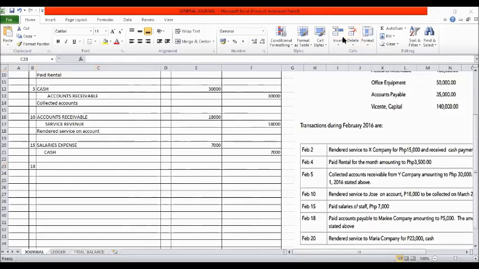Tayo ang nagbayad ng utang through cash. Debit ba yung cash natin? Binayad natin yung, nagbayad tayo eh. Bakit tayo magde-debit ng cash? So what is our debit? Wait, wala pa ng explanation to. Paid salaries.